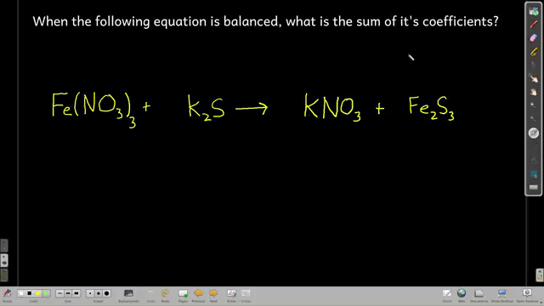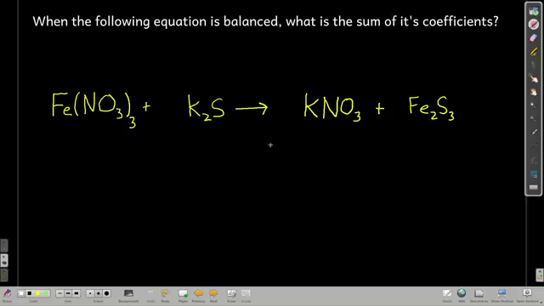So let's look at this. We have iron 3 nitrate reacting with potassium sulfide to make potassium nitrate and iron 3 sulfide. There's a couple of tricks that can make it easier. One is that if you see a polyatomic ion that appears on both sides of the arrow, you can treat it as just one thing and balance it by itself. You don't have to, but it can make things a little easier.